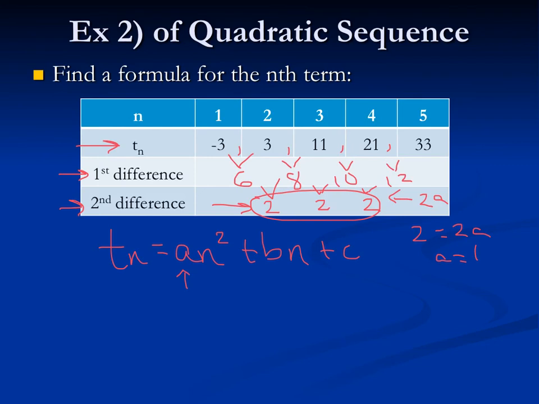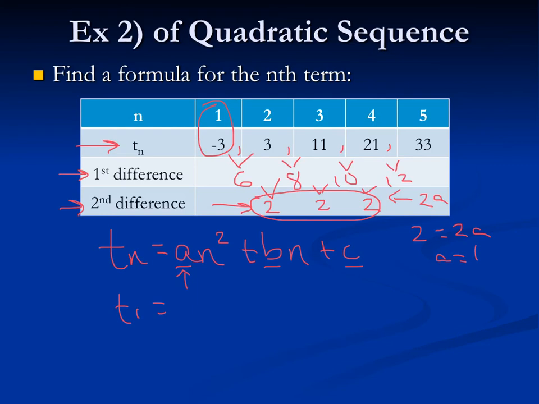After that, we have to get 2 other equations, because even though I know what a is, I still don't know what b and c are. So that's 2 unknowns, which means I'm going to need 2 different equations. So we go to our terms. I know my first term is -3. That's coming right from the table.